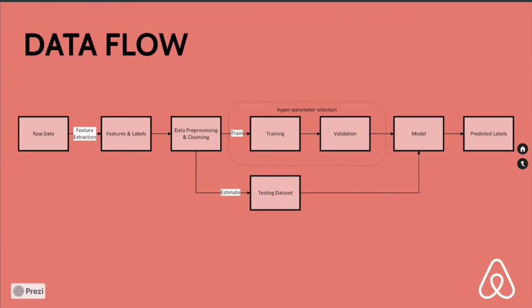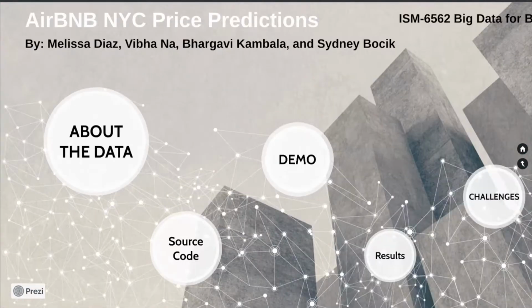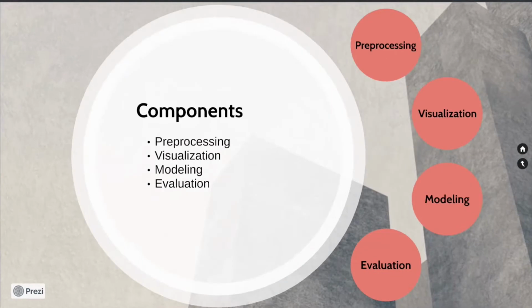This is a visualization of our data flow, of where we uploaded the raw data, created the features and labels, and went through data pre-processing and cleansing in order to train and validate the model prior to running our test data set through it to predict the labels. Next, I'll turn it over to Vibha to discuss the source code and components.